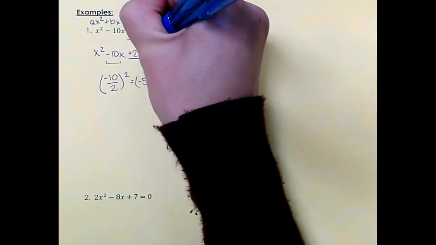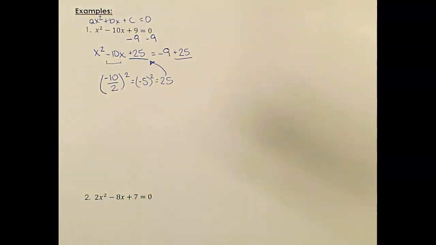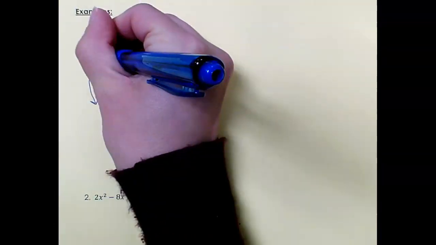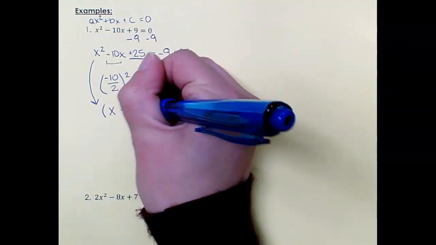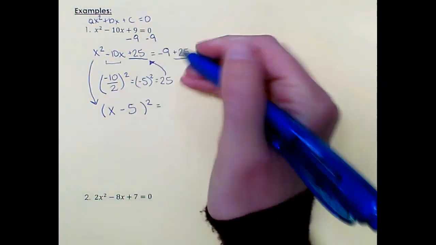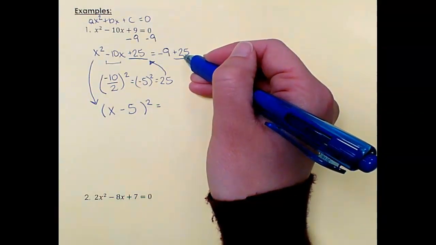But if I add 25 to the left side of my equation, I have to add it to the right side of the equation as well, because I've got to keep my equation balanced. That's something you learned in intermediate school. Keep your equation balanced. So at this point, I can take my perfect square trinomial and I can factor it. So the square root of x squared is x. The square root of 25 is negative 5. Notice how I took the sign from my completing the square work. And then what this equals is negative 9 plus 25. Well, negative 9 plus 25 is like 25 minus 9. That's 16.